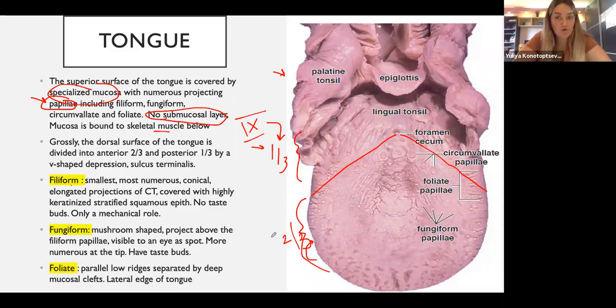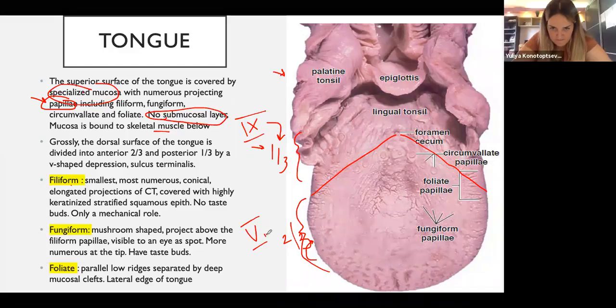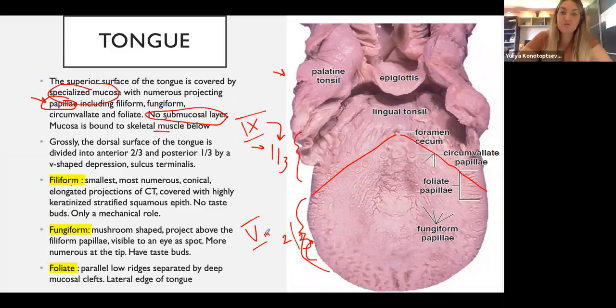What about the anterior 2/3? Which one is this? Trigeminal nerve. And if I'm going to put it like this, 5-3, what does it mean? Mandibular division, exactly. So this is the trigeminal nerve, mandibular division. The nerve itself has a name, it's called lingual nerve. Okay, so this is the sensory innervation of the anterior 2/3.